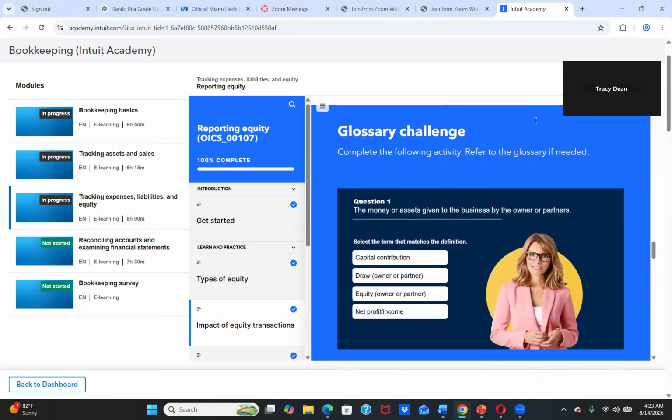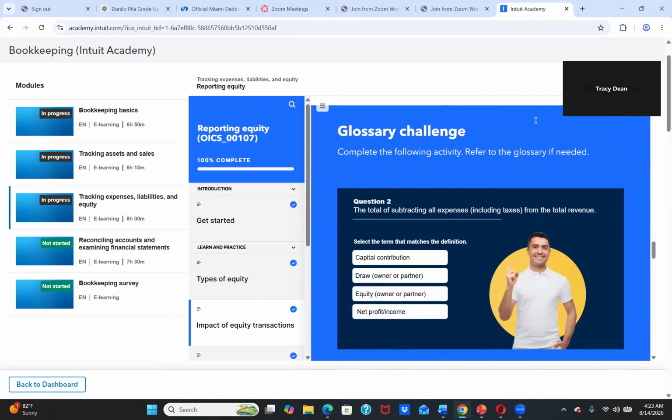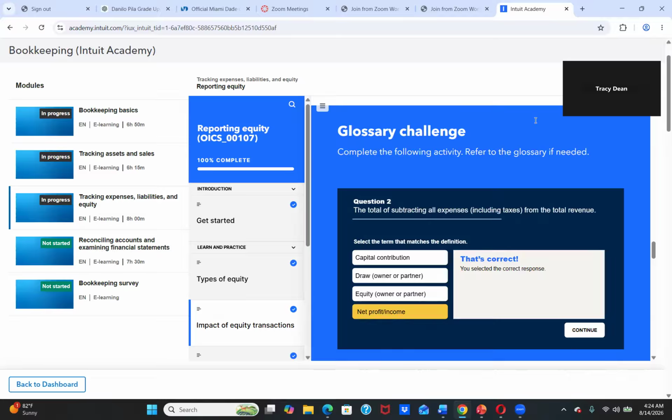The first thing that we're going to do here is the money or assets given to the business by the owners or partners. What do you call that? So they give money. What do you call that? That would be a contribution. The total of subtracting all expenses, including taxes, from the total revenue. All right, so we're talking about taking money, subtracting expenses from the total revenue. That is called net profit or income.